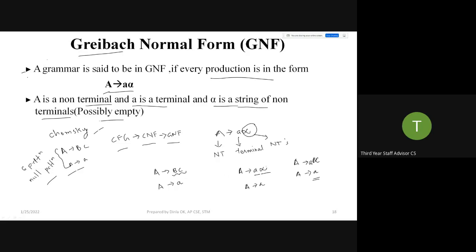Alpha എന്ന് പറയുന്നത് non-terminals in the combination represent ചെയ്യുന്നതാണ്. Then it can also be empty. That means epsilon ആവാം. That means A implies a എന്ന് പറയുന്ന ഫോമിലും വരാം. Okay, is it clear? This is what is meant by Greibach normal form.